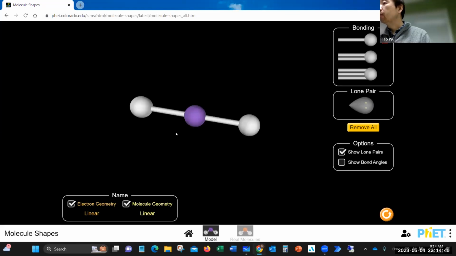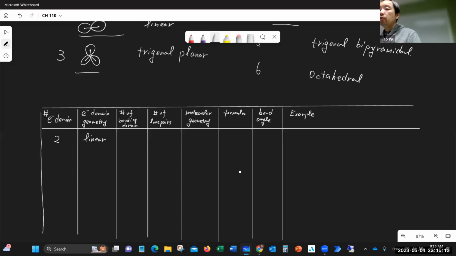Okay, we have a central atom. Remember, they always talk about the central atom. How many electron domains is based on the central atom, not on the side atoms. You need to count how many electron domains are on the central atom. Are you clear? So this central atom has two bonds, so it is going to be just a linear shape. If we have a two electron domain, that's linear.